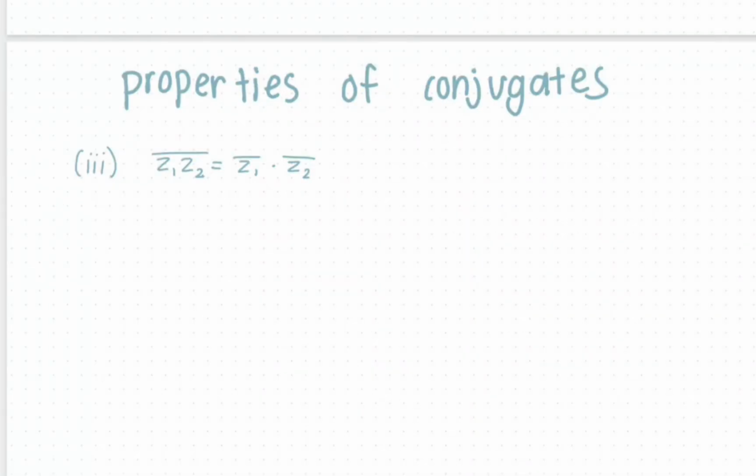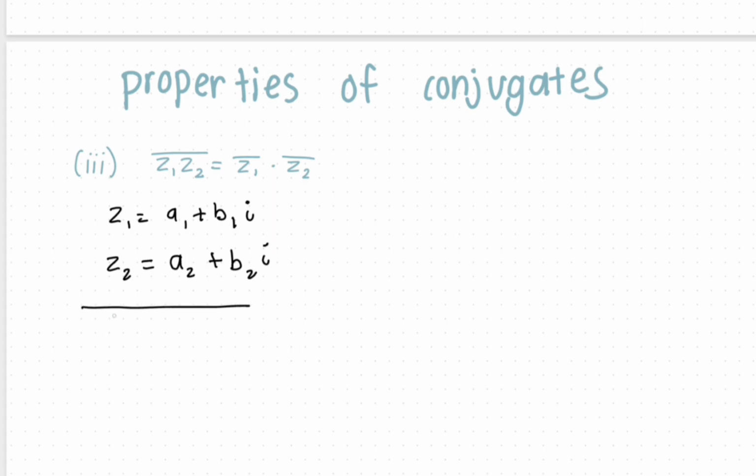So the third property we are going to prove is that the conjugate of Z1 times Z2 is equal to Z1 conjugate times Z2 conjugate. How are we going to prove this? Once again, it's the same exact procedure. Let Z1 be equal to A1 plus B1I. Let Z2 equal A2 plus B2I. Now, let's solve the left-hand side. That's the conjugate of Z1 times Z2, where Z1 is A1 plus B1I times A2 plus B2I.